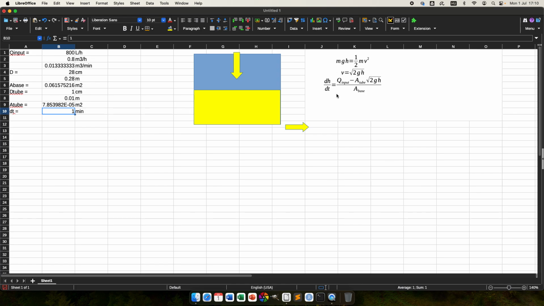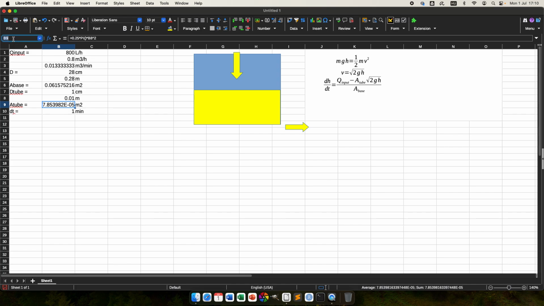To be able to compose the equation easily, I use names. For example, here is the input stream, cubic meter per minute. I will call it Q input. And you will see that here will be a list of names in the spreadsheet. So this will be the base area.